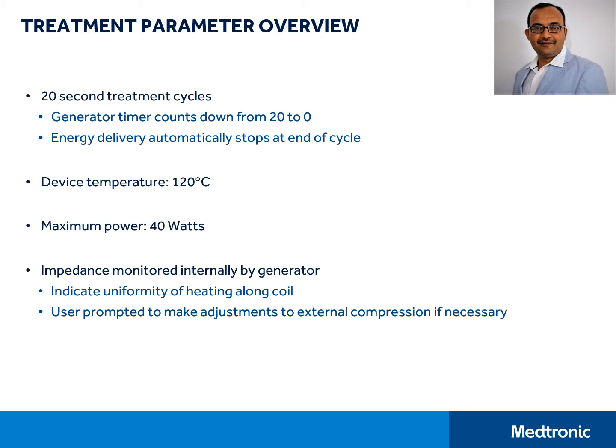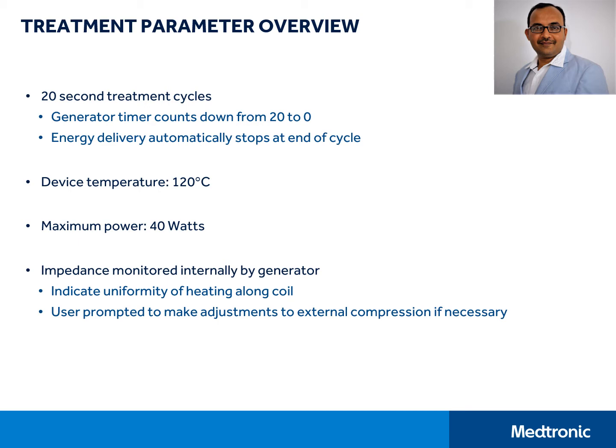So how it works, this is very important to understand. On the screen of this ClosureFast generator, there are three indicators. On the top, there is a 20-second cycle, so there is a timer of 20 seconds. On the left hand side, it shows the temperature at the tip of the catheter. Highest it goes up to 120 degrees Celsius, and at this temperature, the intima starts getting destroyed. To maintain this 120 degree Celsius temperature, how much power is required? It is shown on the right side.